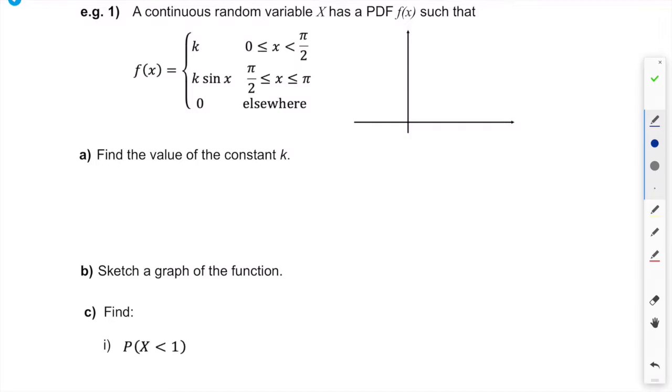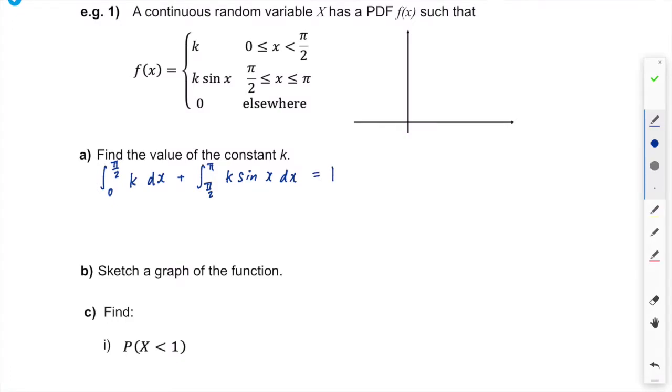So we can calculate the area by splitting into the two regions. First of all, from 0 to pi over 2, k dx. And then the second region from pi over 2 to pi, which takes on k sine x dx. The rest is 0, so I'm not going to add that term, but this sum must equal 1.